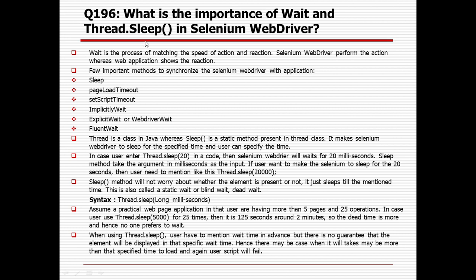In case you are entering, suppose, Thread.sleep(20), that is in milliseconds. So in the code, Selenium WebDriver will wait for 20 milliseconds. The sleep method takes the argument in milliseconds as the input format. In case you want to sleep for 20 seconds, you need to give 20,000 milliseconds. So you need to mention Thread.sleep(20000), and it will wait for 20 seconds. That is the syntax you need to understand. If you simply give 20, it will only wait for 20 milliseconds, which is nothing. In case you want to wait for, suppose, 60 seconds, you need to give 60,000 milliseconds.